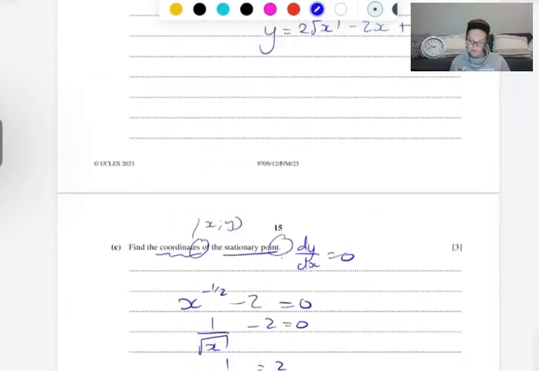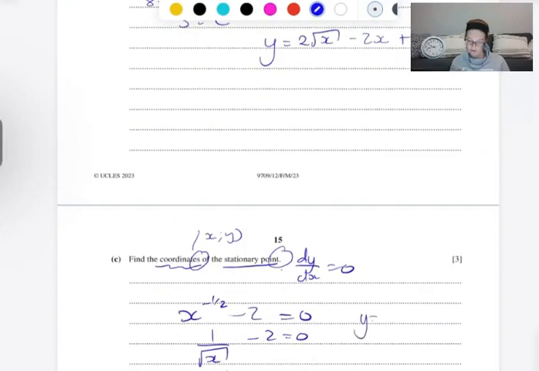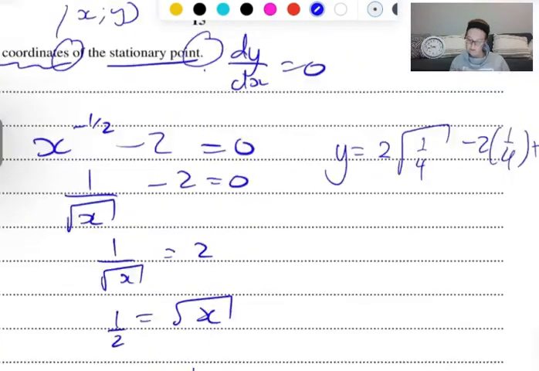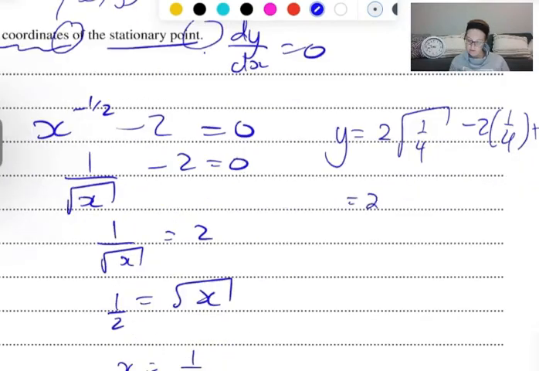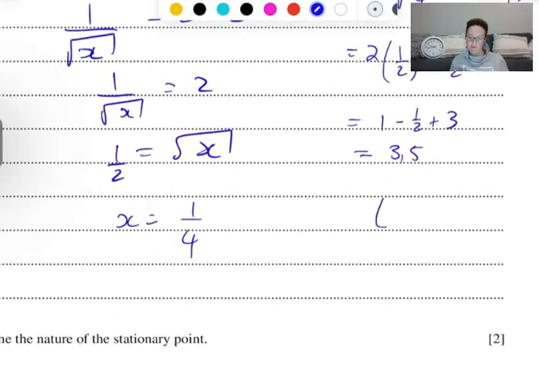My y coordinate, I have to go back to this equation. My handwriting is deteriorating. 1 over 2 minus 1 over 2 is 3. So 1 minus a half plus 3. Okay, 3, so that's 4 minus a half, so it's going to be 3.5. Okay, so a quarter and 3.5.